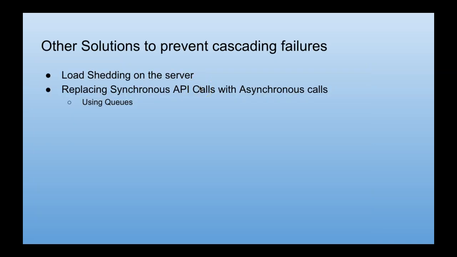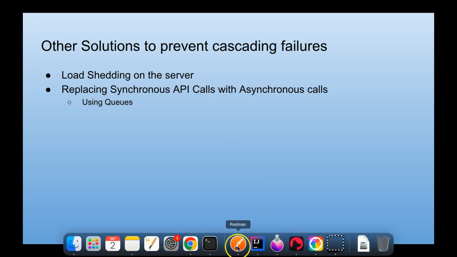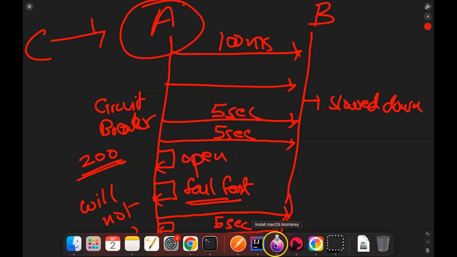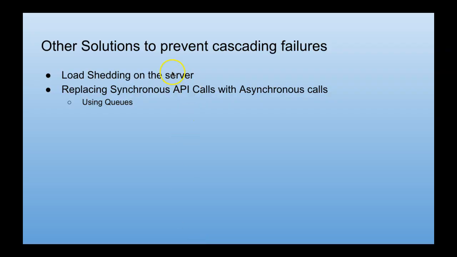Now, what are some of the other solutions to prevent cascading failures? One is, I think, load shedding on the server itself. If service B can identify that it is under load and it can start to fail fast, then even in that case, we will not see these slow calls from service A. I've discussed load shedding in another video. I'll add a link to that video in the description. You can look into that.